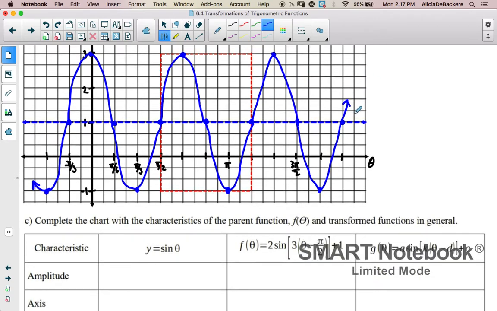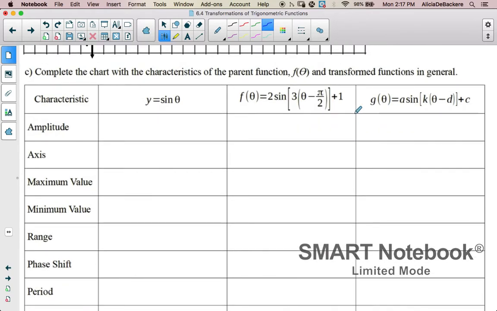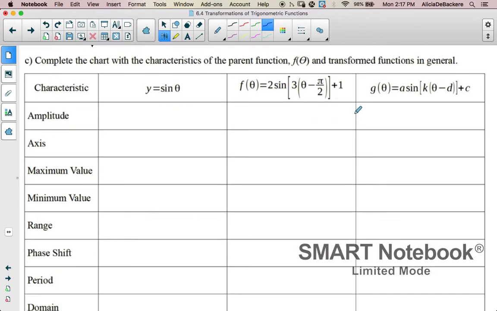All right, part C, we're going to complete the chart with the characteristics. So I'm going to start with the parent function, then I'm going to look at our particular example, and then we're going to talk about in general what the A, K, D and C do to our characteristics. So remember, our first characteristic was the amplitude. We know that for the regular curve it's 1, the axis is at y equals 0, the max is 1, the min is -1, the range goes from the max to the min.